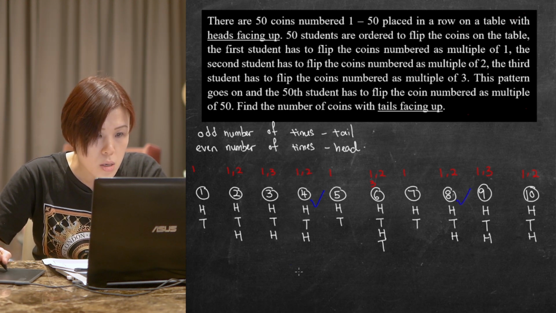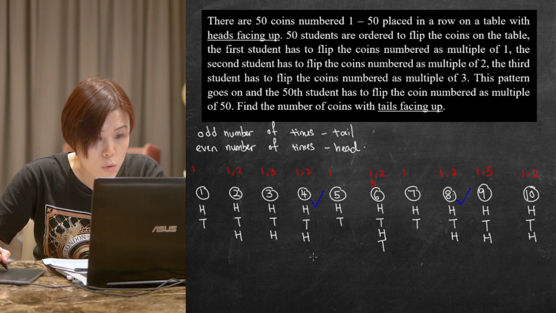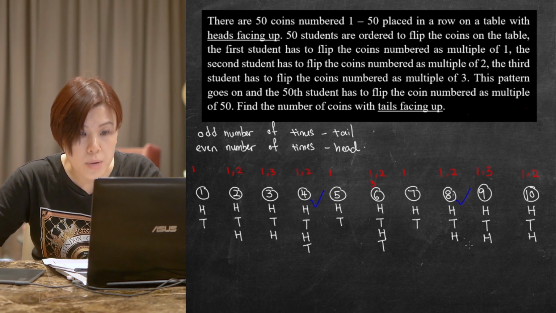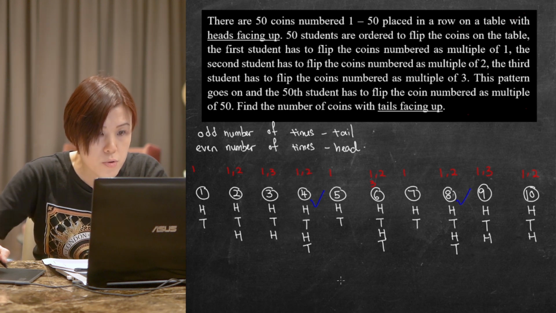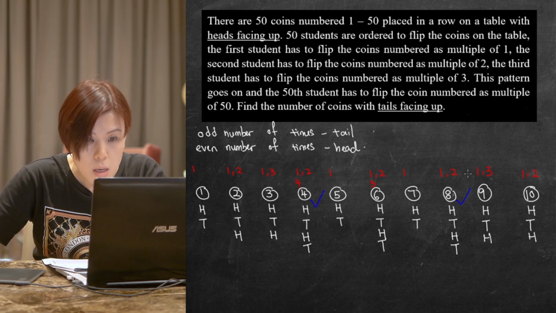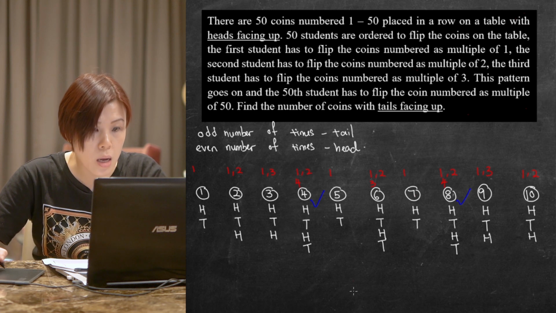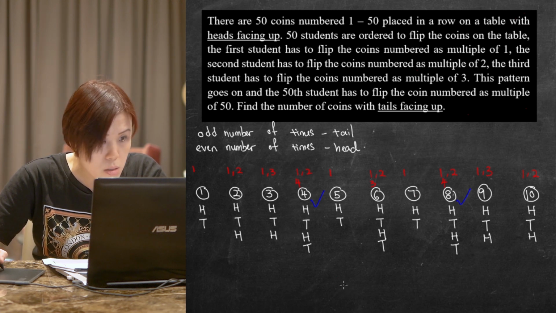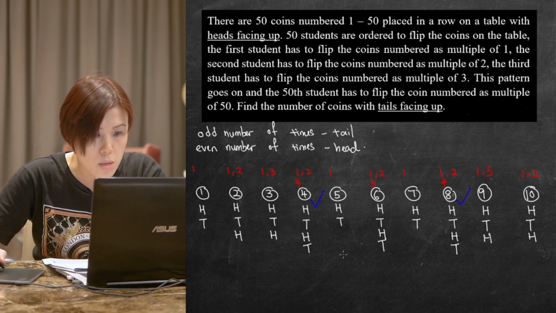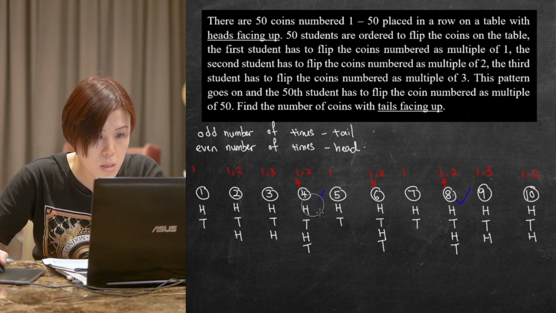So coin number 4, head facing up, will be tail facing up. Coin number 8, head facing up, will be tail facing up. And I'm going to put 4 here. Okay, now the fifth student. The fifth student comes to the table.